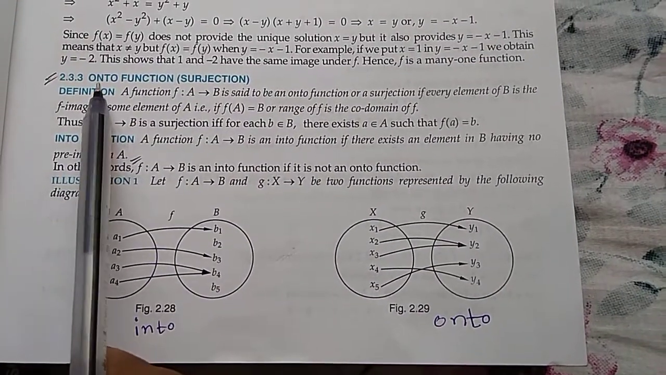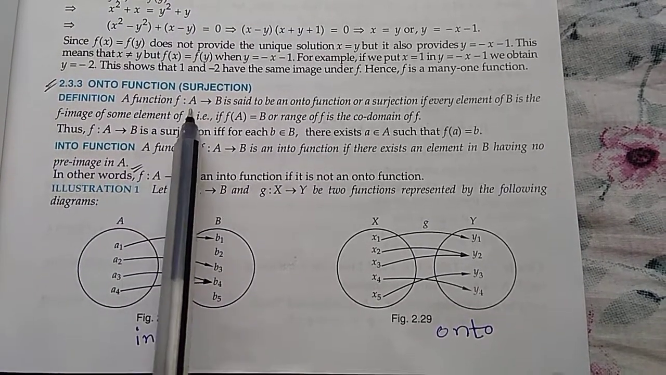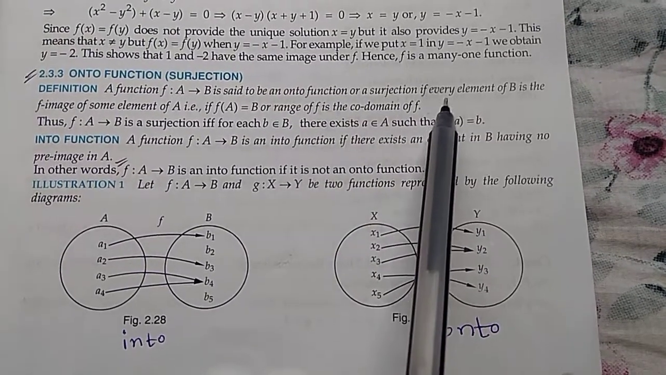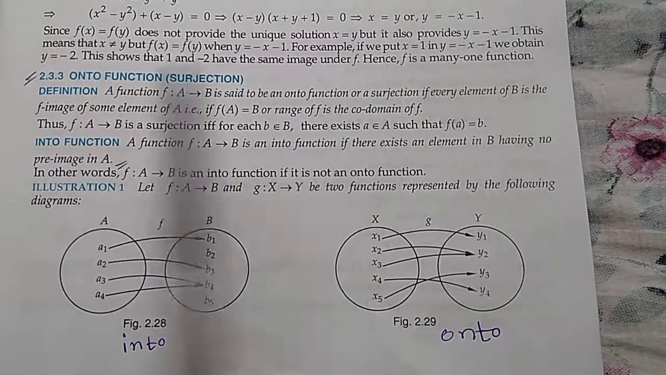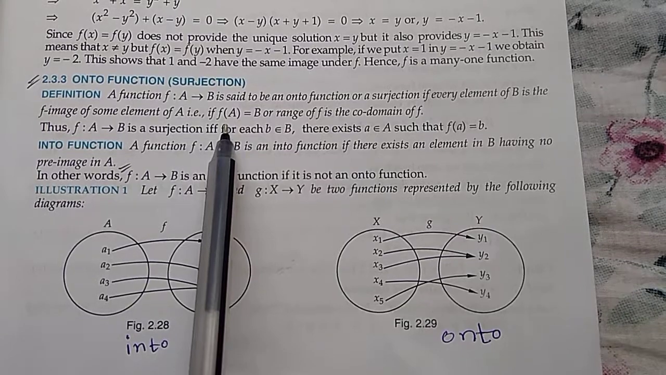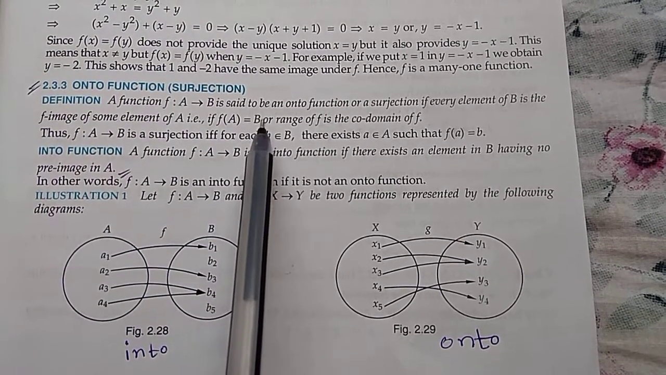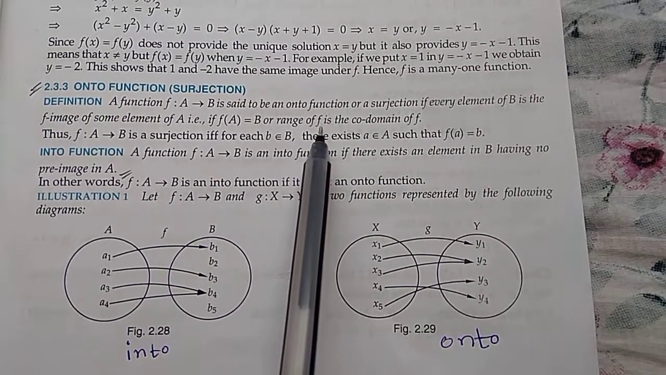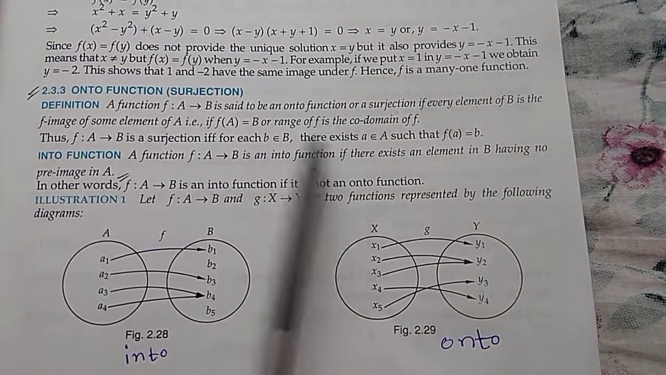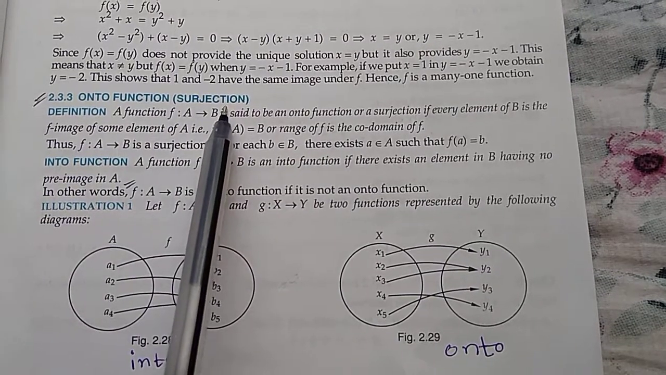Next, we shall learn about onto function or surjection. A function f from A to B is said to be an onto function or a surjection if every element of B is the f-image of some element of A. That is, if f(A) is equal to B, that is, the image set is equal to the codomain set, or the range of f is the codomain of f, then we say that the function is an onto function or a surjection.